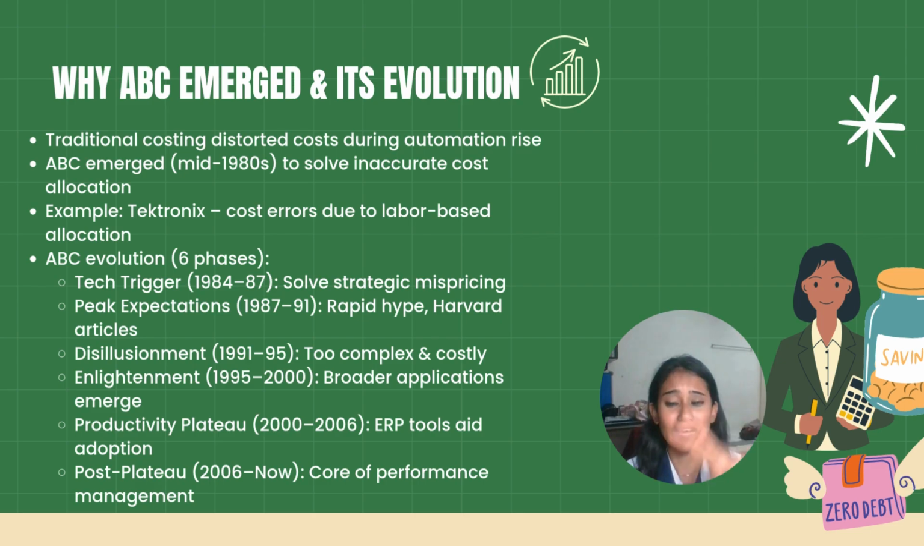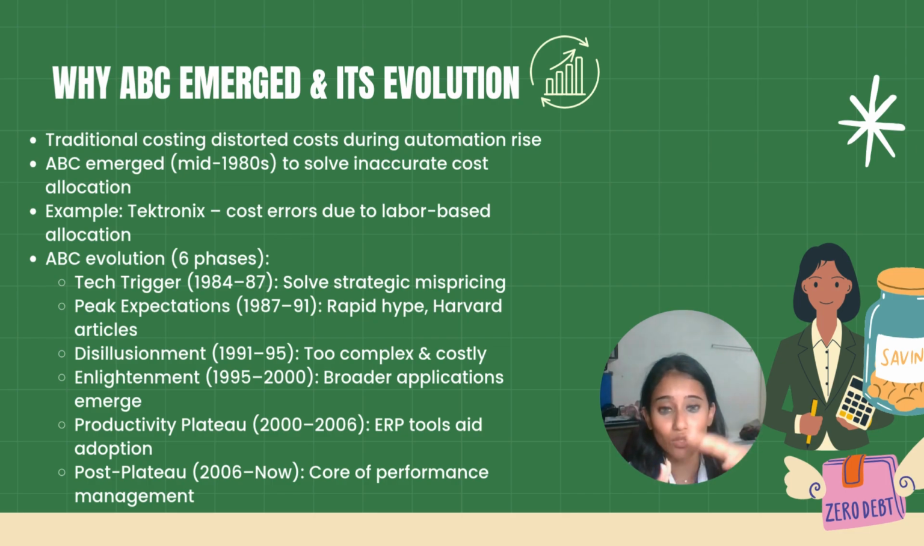So basically, this article gives an example of Tektronix, a US electronics company, where they allocated overhead based on labor hours, which led engineers to design products with less labor, unintentionally increasing costs elsewhere, like procurement. Only after shifting to ABC did they realize this hidden cost, which really helped them to figure all that out.